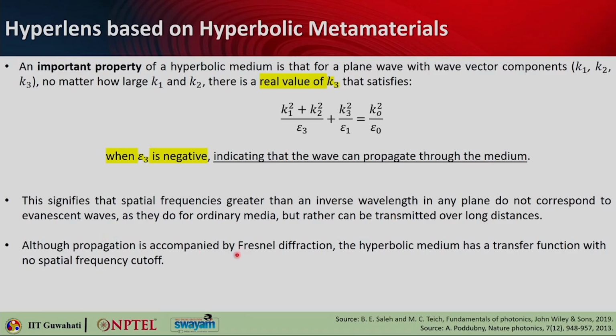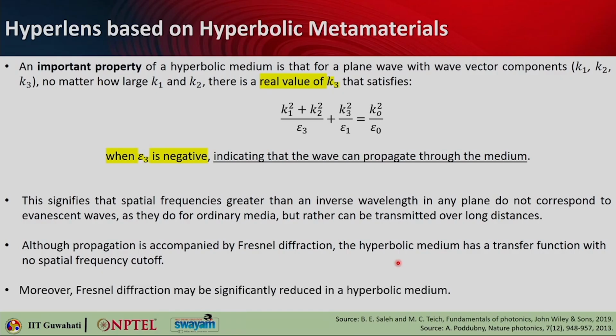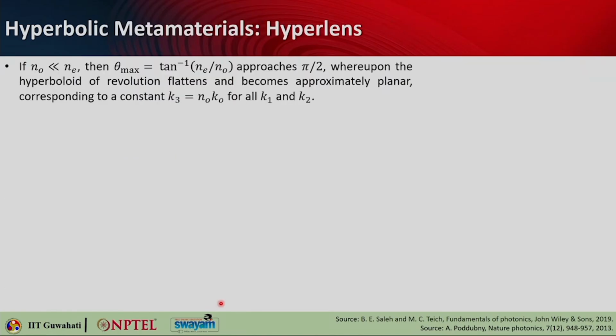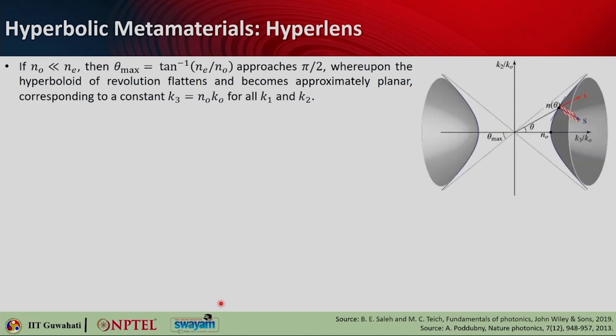So, although propagation is accompanied by Fresnel diffraction, the hyperbolic medium has a transfer function with no spatial frequency cutoff. So it can actually take care of all spatial frequencies. Moreover, Fresnel diffraction may be significantly reduced in a hyperbolic medium. We will not go into the details of Fresnel diffraction here, but we will just tell you the concept of how hyperbolic metamaterials can be used as a hyperlens.